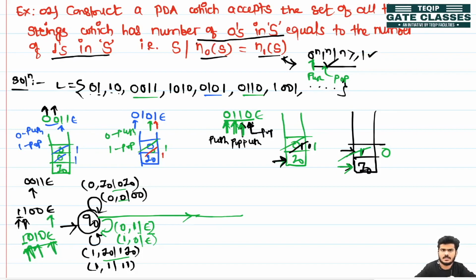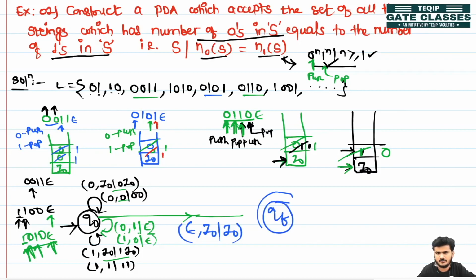So we will write here epsilon on, now the top of the stack becomes Z naught, so we will keep that Z naught as it is, and we will move to the final state, that is QF, if we are accepting it by using the final state. Otherwise we will end up in this state only, that is by empty stack. Okay, I hope you have understood this example. Let's move to another one.